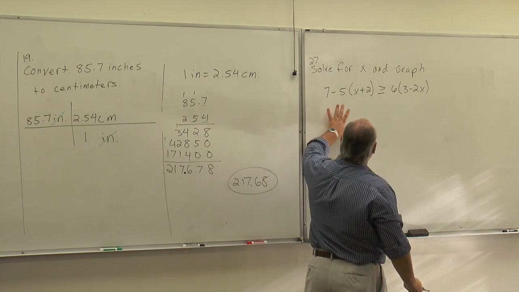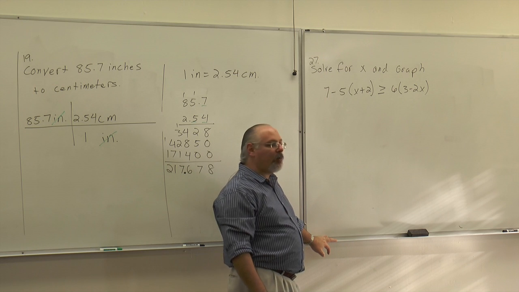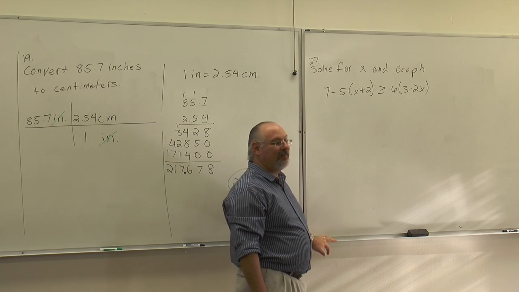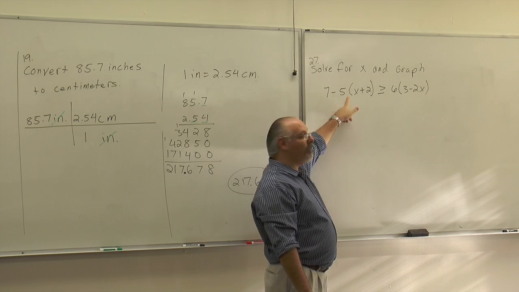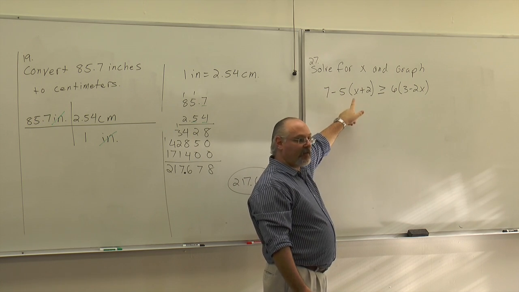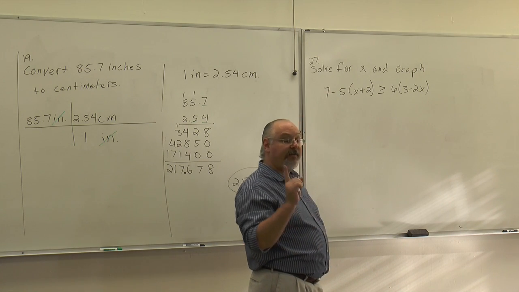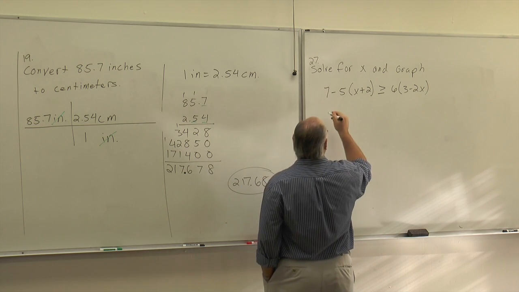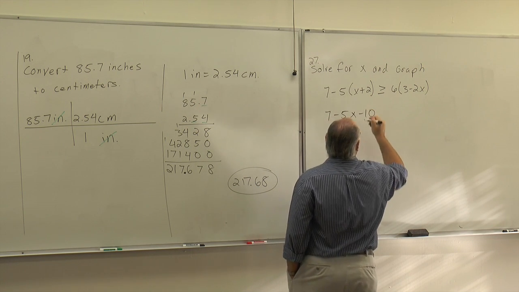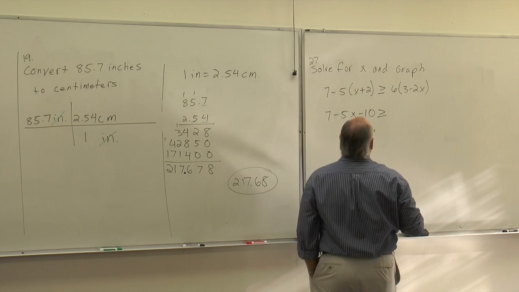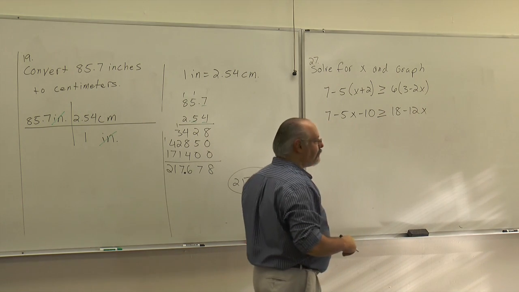So what do we do first here on the left? We distribute. What do you think a common mistake would be here? Don't subtract. I think that's what some students would do first, and that's wrong. Remember, multiplication first, order of operations. You have to multiply before you add or subtract. So distribute what? The negative 5, not just the 5. So this becomes 7, and then negative 5 times x is negative 5x. Negative 5 times 2 is negative 10, is greater than or equal to, here we distribute the 6, and we get 18 minus 12x.